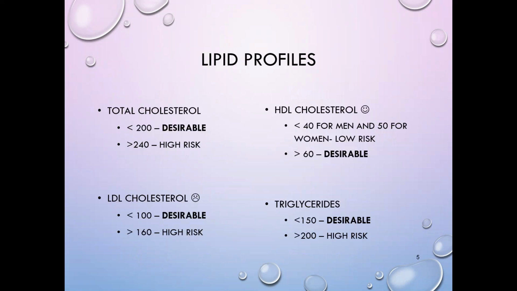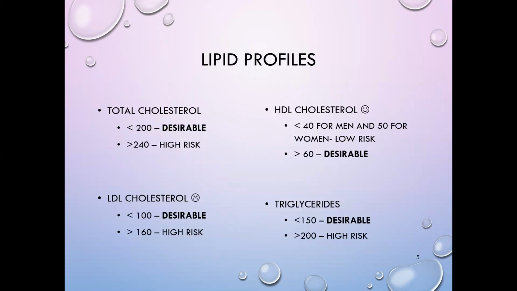Next, we have our lipid profiles. So our total cholesterol less than 200 is considered desirable. Greater than 240 is high risk. Our LDLs, or our low dollar or lousy cholesterol, however you want to look at it, if it's less than 100, that's considered desirable or optimal. And if it's greater than 160, you're considered high risk.